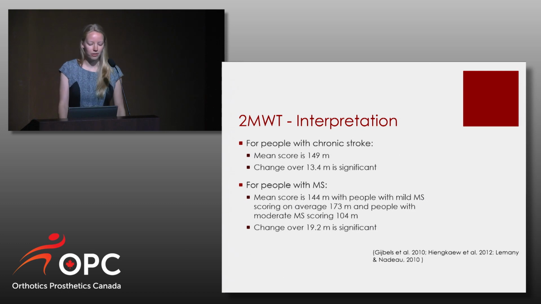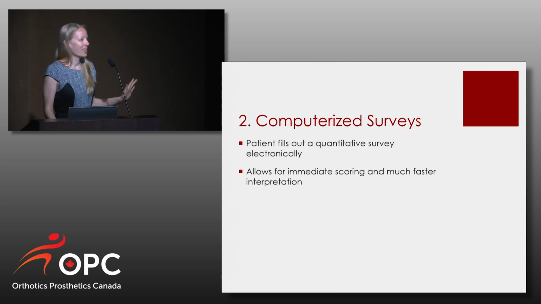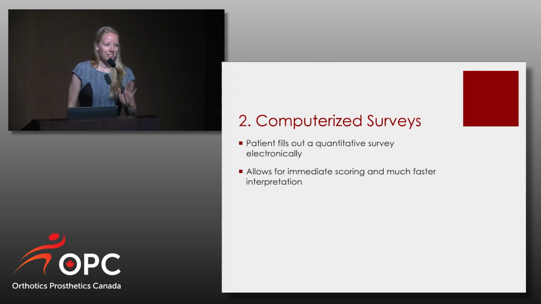So next we have computerized surveys. This is where a patient fills out a survey electronically. Now, this is where outcome measures started getting a lot better for me. So we started using 5 outcome measures in practice. I can administer 5 outcome measures in under 10 minutes.